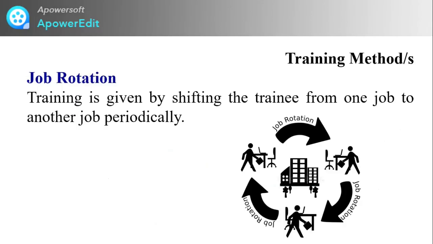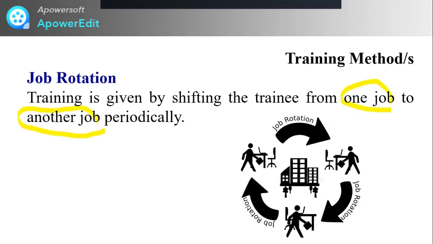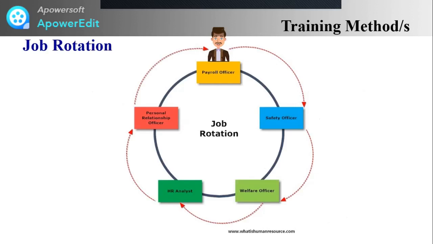Then the second one, job rotation. Training is given by shifting the trainee from one job to another job periodically. For example, the worker now works as a payroll officer. Then after 6 months, the worker shifts to safety officer. After another 6 months, the worker shifts to welfare officer.